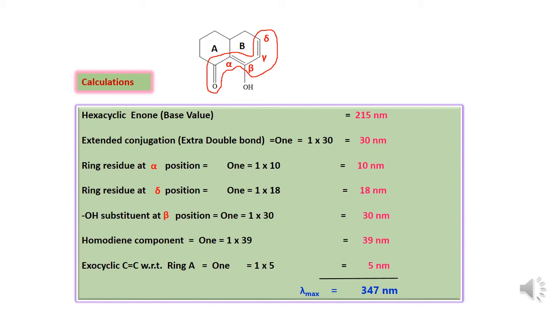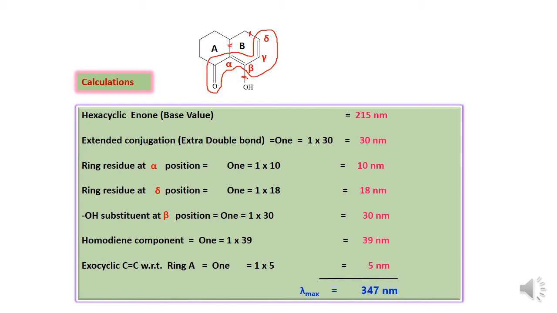Now we will see the ring residues. So alpha, beta, gamma and delta, this is the nomenclature you have to give. For the alpha position, there is one ring residue. This one is the ring residue. For beta, there is a substituent, and it is the OS substituent. So for beta, you will get an OS substituent. For the gamma, there is no substituent. At the delta position, you will get one ring residue.